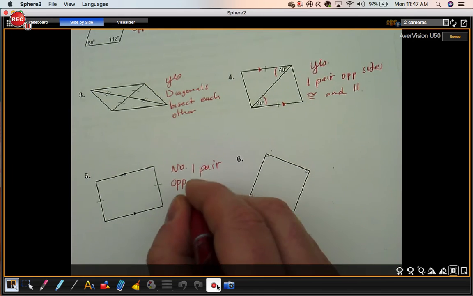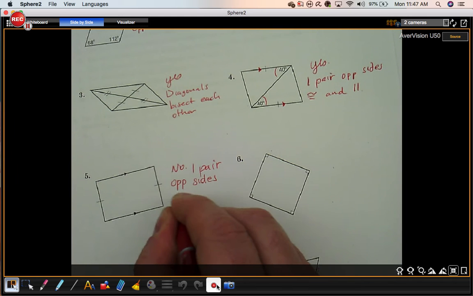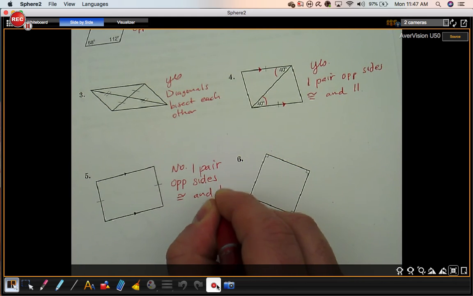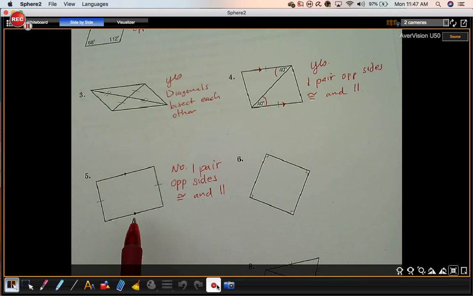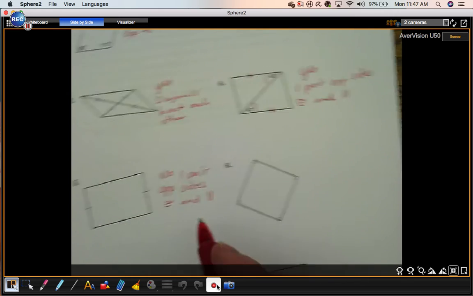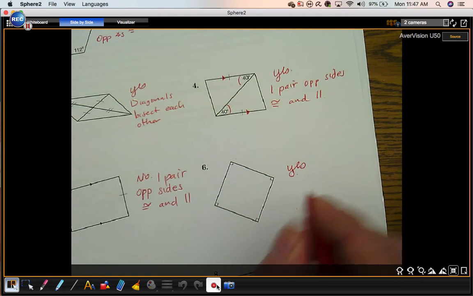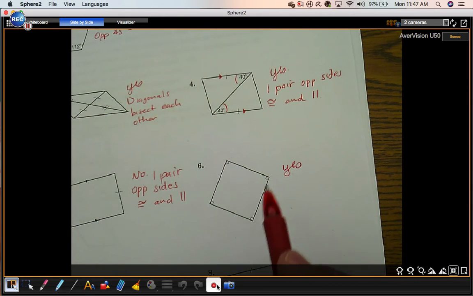So you need one pair of opposite sides congruent and parallel. We have that in opposite sides, but it's not one pair, it's both pairs. Number 6 is yes. Our opposite angles are congruent.